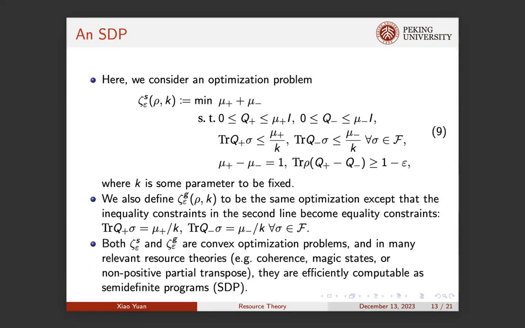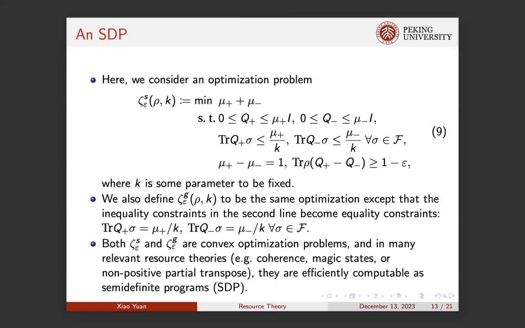How can we characterize the cost overhead? For the first approach, we consider an optimization problem, which is defined in this way. Actually, there are different versions of it depending on the definition of the free states or the property of the target state. So there's another version of it, theta G, which is a slight change of this optimization problem by replacing this one with this constraint.